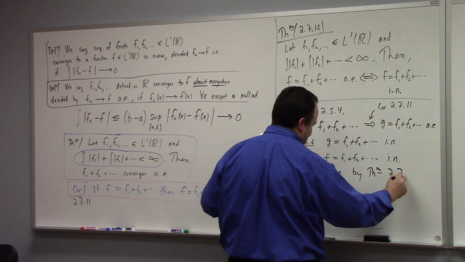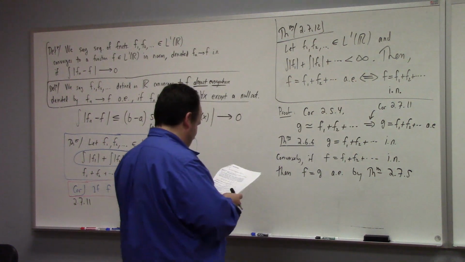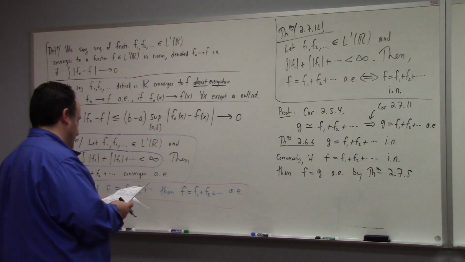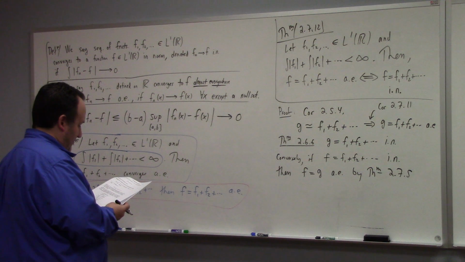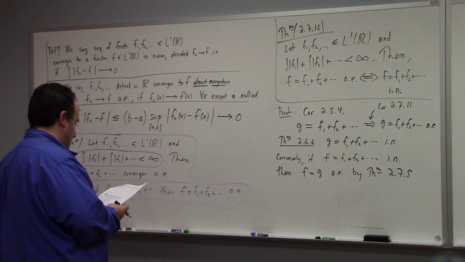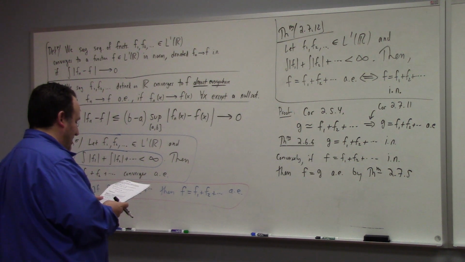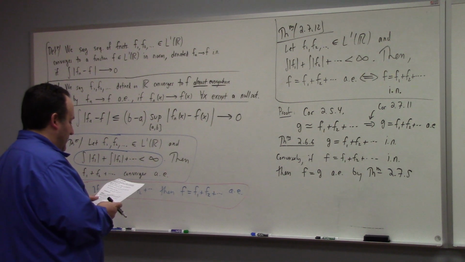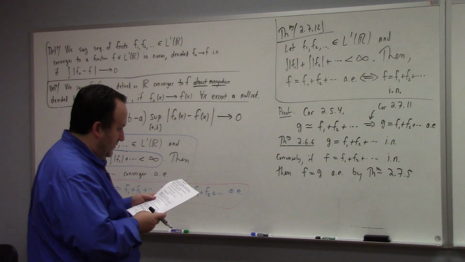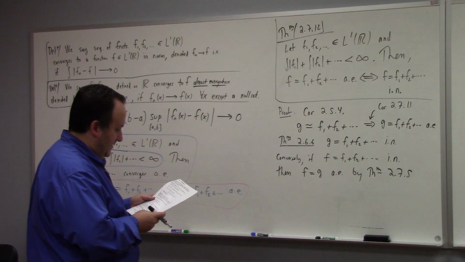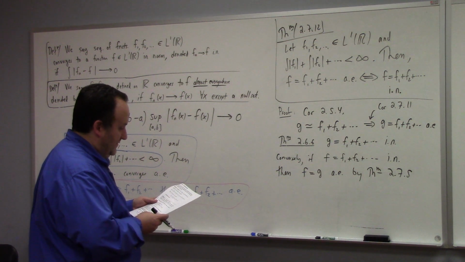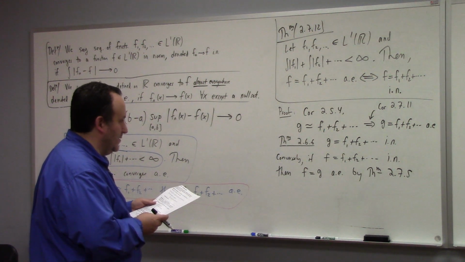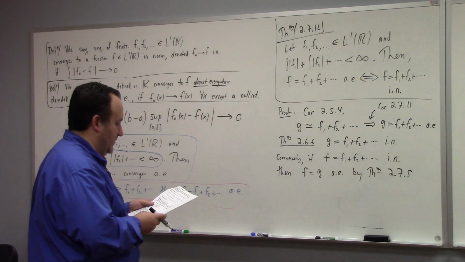Which one's that one? So many theorems. Oh, the one I didn't prove. The one I didn't prove last time at the end of class. Sorry about that. Yeah, that one says if fn converges to f in norm, then fn converges to g in norm if and only if f is equal to g almost everywhere.